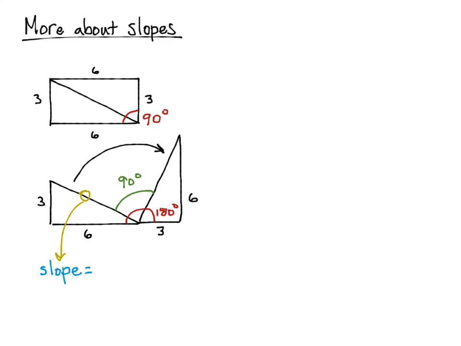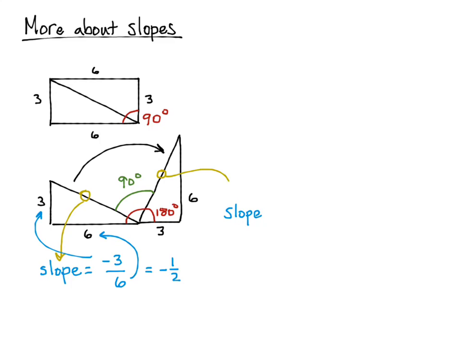So let's look at the slope. If we look at the slope of that diagonal line, we get the rise over the run. And now this line is going down, right? As we go from left to right, the line is pointing down, so we're decreasing 3 for every increase in the x direction of 6. So the slope is -3 over 6, or it's going to be -1/2.